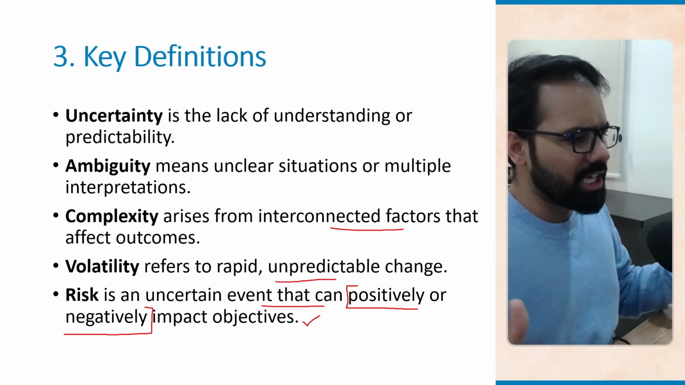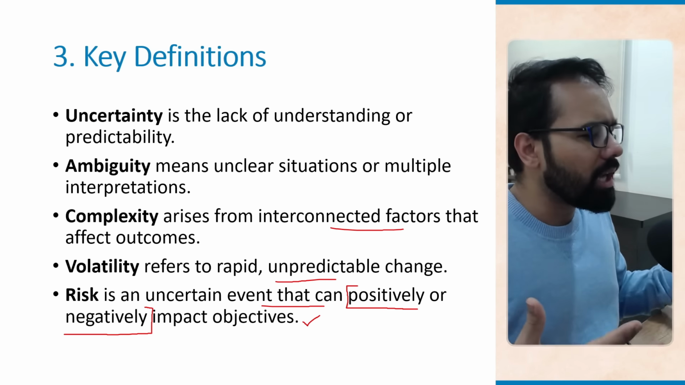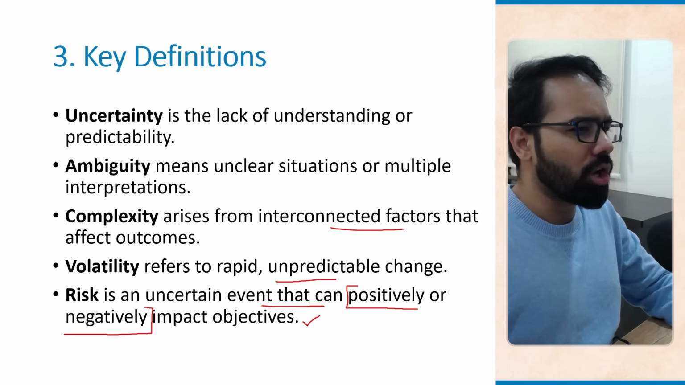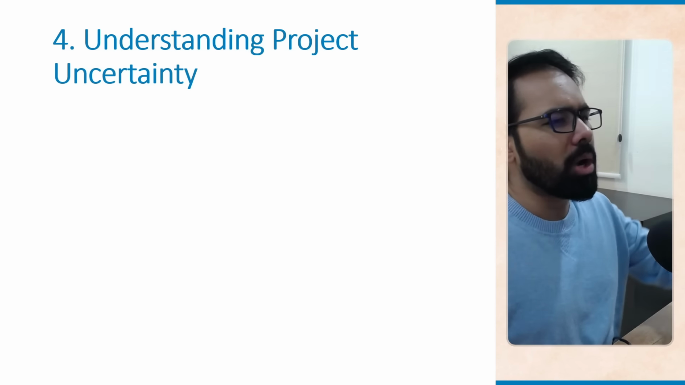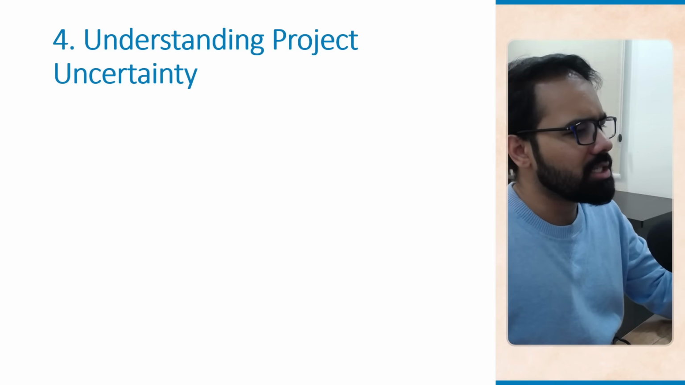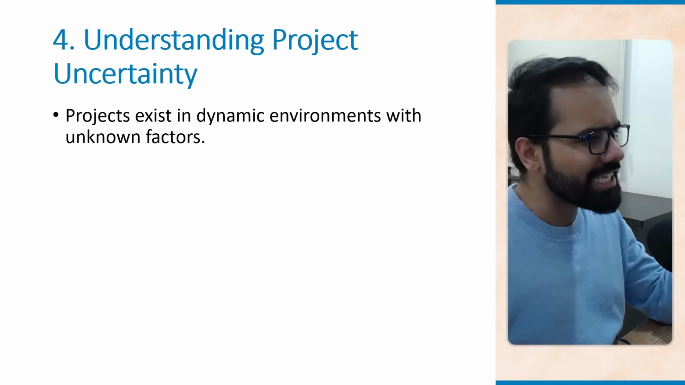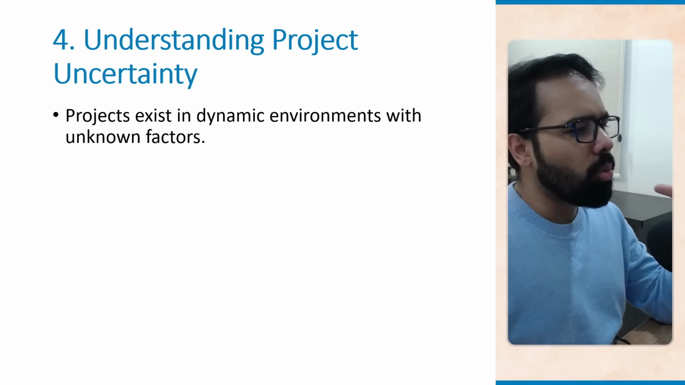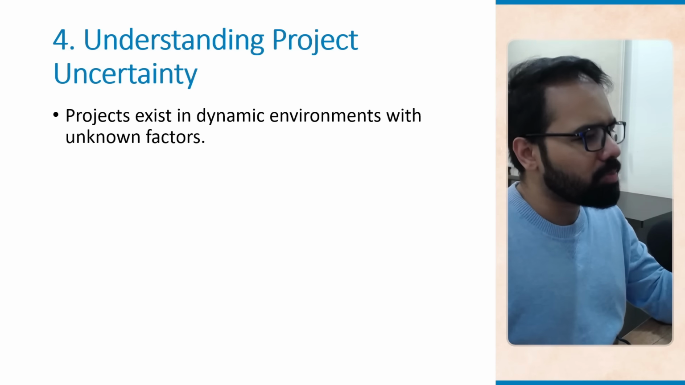So risk is when uncertainty could impact project objectives. And as I said, it could be positive or negative. Now, let's talk about understanding project uncertainty. Projects exist in dynamic environments with unknown factors. So even if you have a very well planned e-commerce project, it is going to face uncertainty.